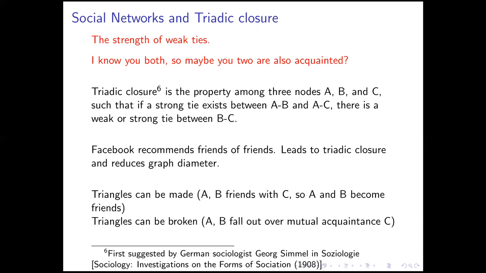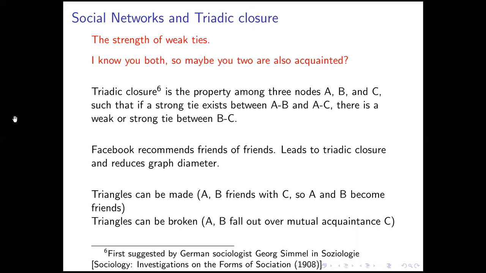In social network study, the idea of triangles in a graph has a special meaning. It's called triadic closure, the strength of weak ties. If I know two people, maybe they know each other. So basically, if there are edges AB and AC, there may well be an edge BC. Facebook recommends friends of friends, so you may, in that way, lead to triadic closure.